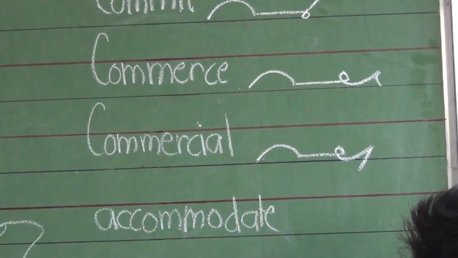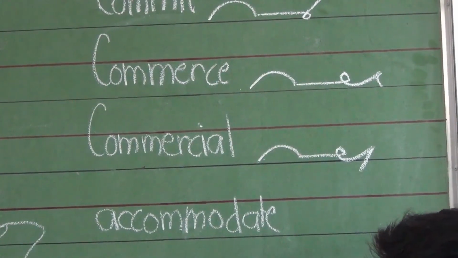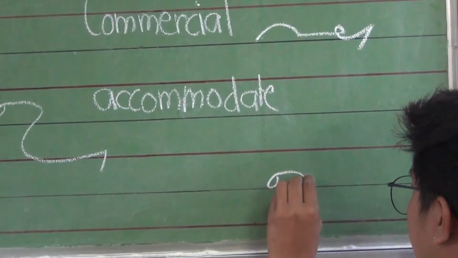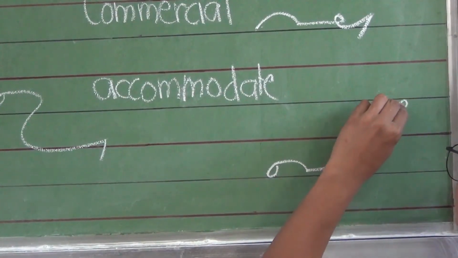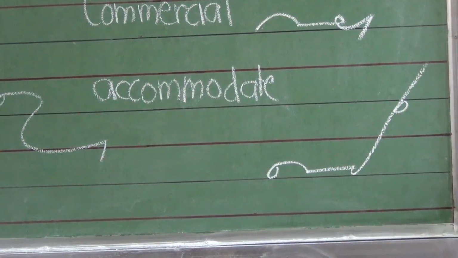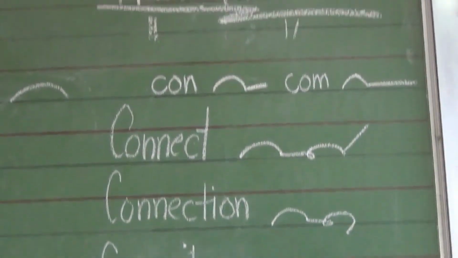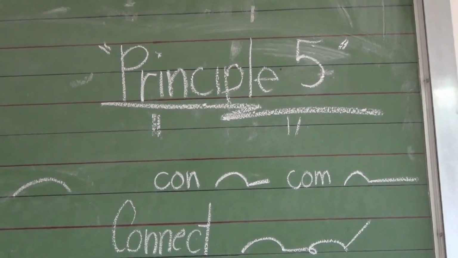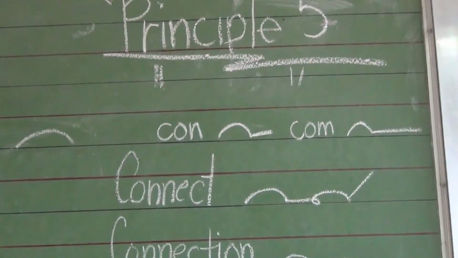Next is accommodate. It is represented by A stroke, K, M, O, D stroke, A, and T stroke. That's all in principle number 5.